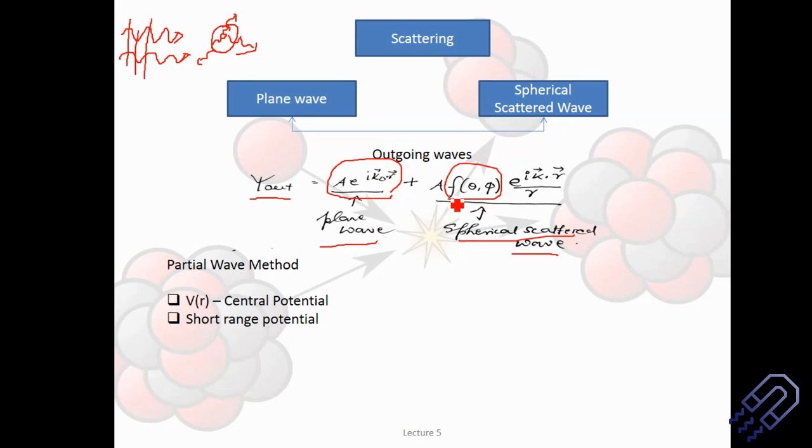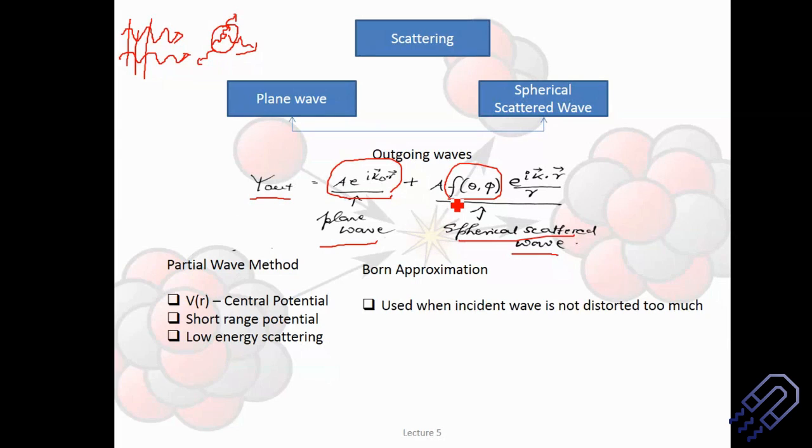Okay, so if you consider this partial wave method, it's basically a short range potential, and this results in low energy scattering. In the case of an electron coming and hitting the nuclei, we are not talking about low energy scattering, we are talking about high energy scattering. That means this approach will not work for this analysis, and hence we are going to use the Born approximation.